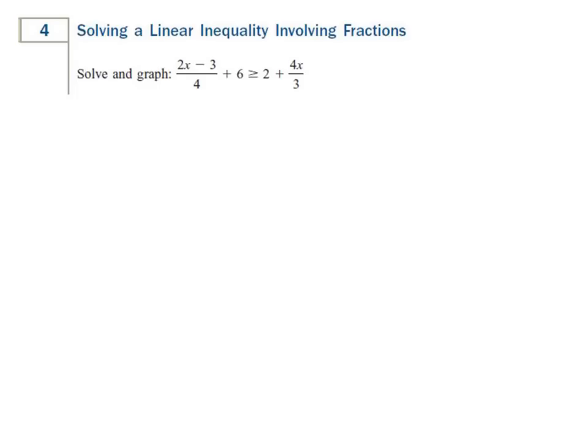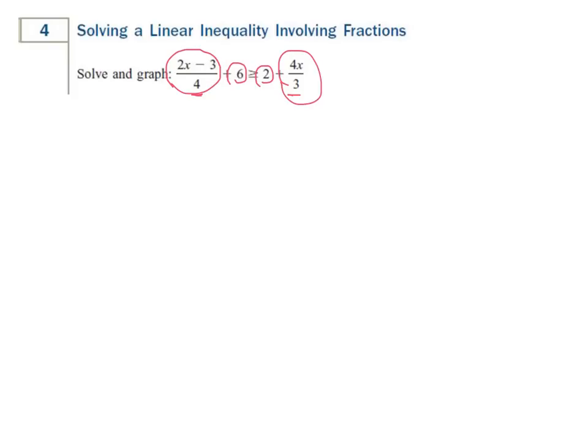Okay, solving a linear inequality involving fractions. Now, we know everybody loves fractions, right? Wrong. Okay, I do, but not everybody. So what we're going to do first is get rid of the fractions. Remember I told you how to do this. You got to look for the common denominator between 4 and 3. Common denominator would be 12. So I'm going to multiply every single term by 12.